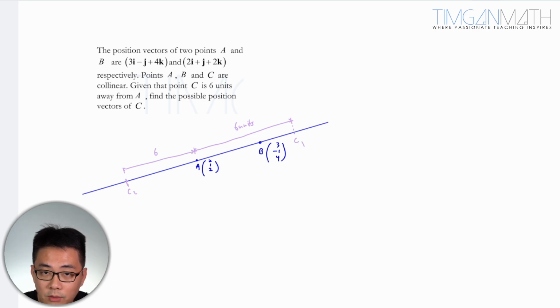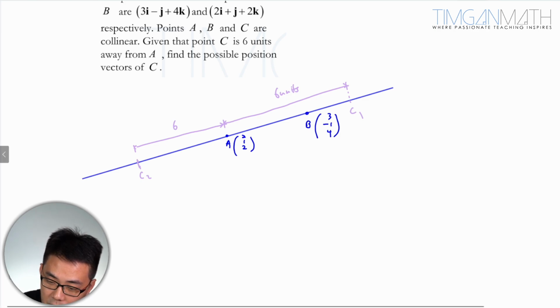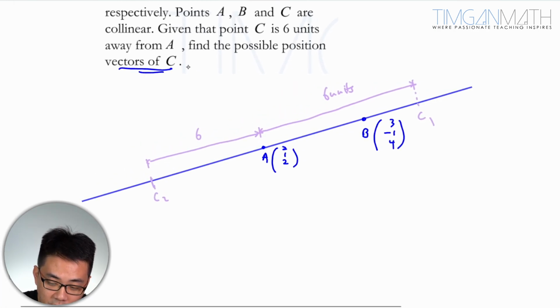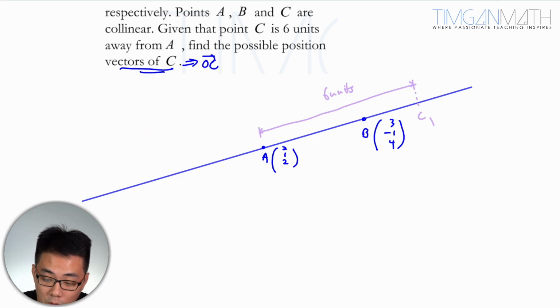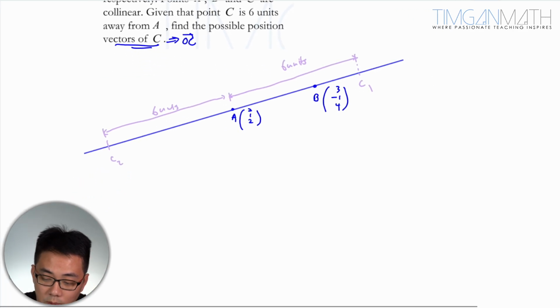Okay, great. Now the question is, find a possible position vector. If you're asked to find position vectors, what you want to find is actually OC. So go back to what you learned in secondary school. You want to find OC. Basically, from the origin, what is OC there? So I'm going to label this C1, C2 first. Okay, so we want to find OC.